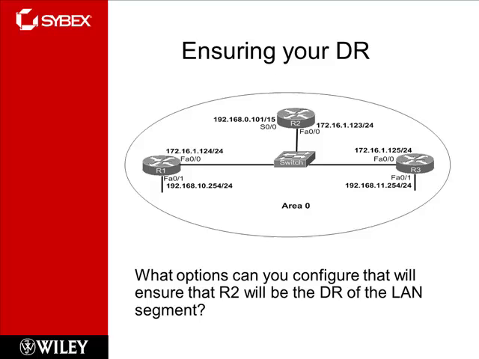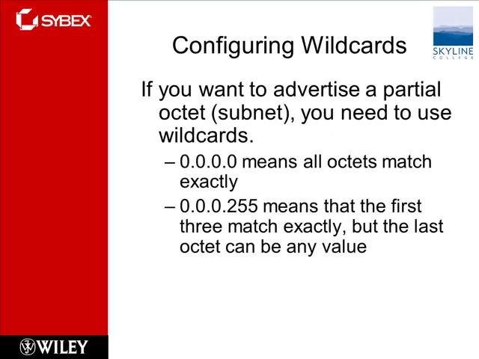Last flood. Neighbor count is whatever. What options can you configure that will ensure R2 will be the DR of the LAN segment? We could configure it with a loopback address, a router ID, or we could configure the IP address on the interfaces. Changing the IP address is not a good way to do it. You really just put a loopback in, or probably even better and easier, use the router ID command to make it work.